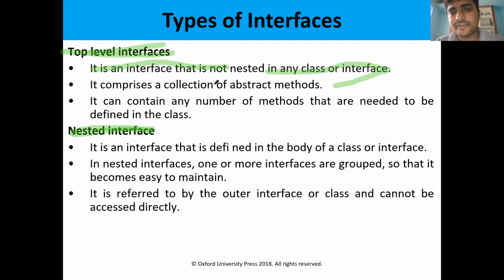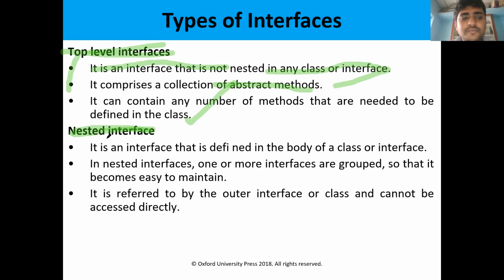It consists of a collection of abstract methods. Any type of interface can consist of abstract methods or constant values. It can contain any number of methods that need to be defined in the class. There is no limitation to use only 5 methods or 10 abstract methods. There is no restriction, we can use so many methods. So these are top level interfaces, that means simple interfaces.